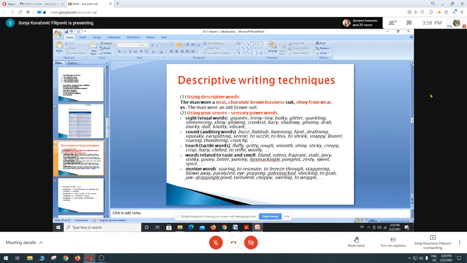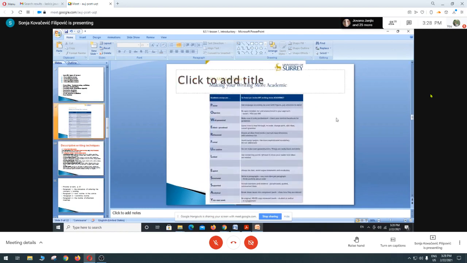Now, of course, the basic book from which we're going to be studying is this book from the last semester, From Great Paragraphs to Great Essays, Great Writing 3. Do you have it in front of you? Okay, so open it to page 79.